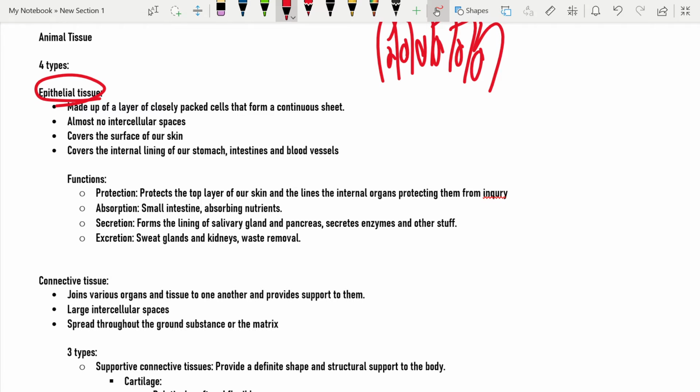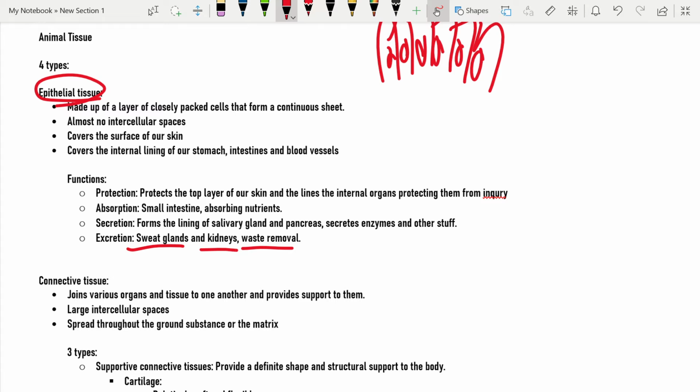Alright, and what is excretion? Epithelial tissues also help in excretion, through sweat glands and kidneys, and waste removal. So they help in waste removal out of sweat glands and kidneys.